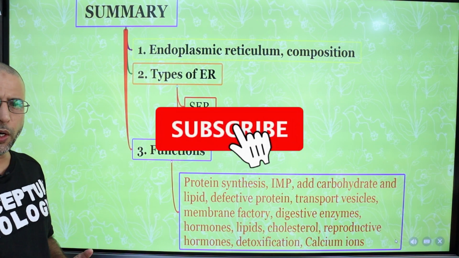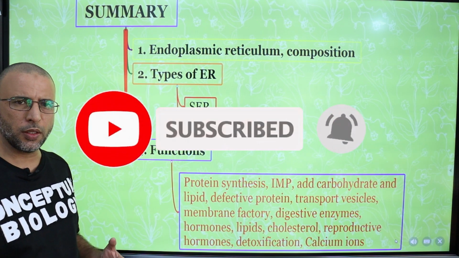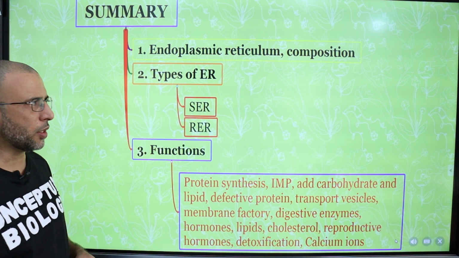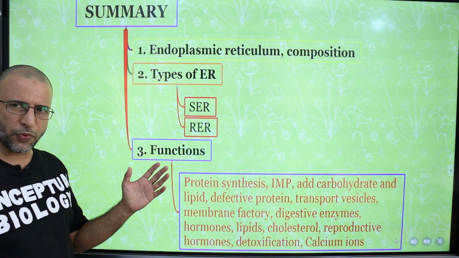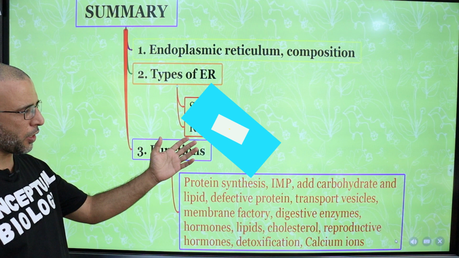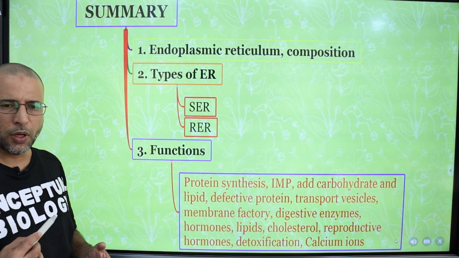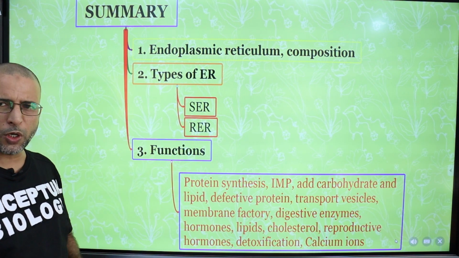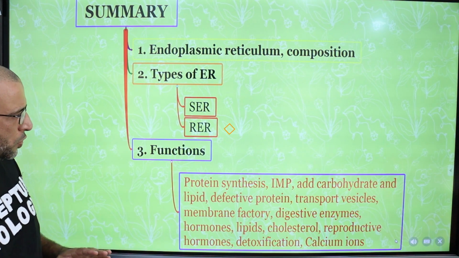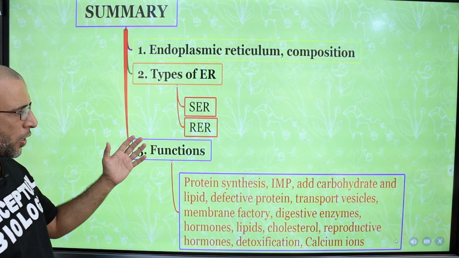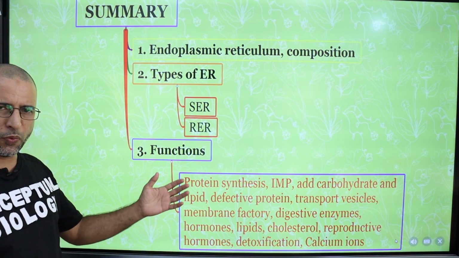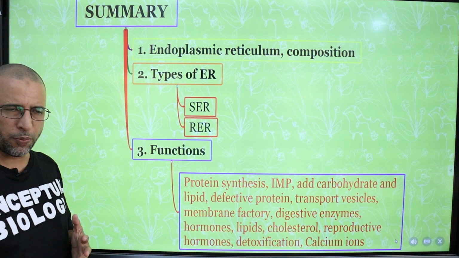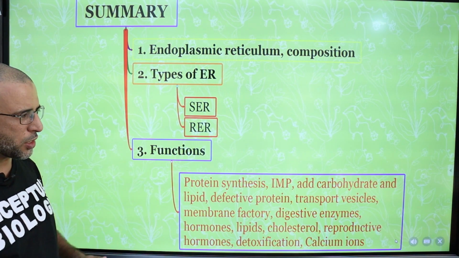To sum up, endoplasmic reticulum is a dynamic structure that serves many roles in the cell, including calcium storage, protein synthesis, and lipid metabolism. There are two types of endoplasmic reticulum, smooth endoplasmic reticulum and rough endoplasmic reticulum. Ribosomes are attached to the cytosolic surface of rough endoplasmic reticulum, but in the case of smooth endoplasmic reticulum, the cytosolic surface is smooth. There is a checklist about the functions of endoplasmic reticulum. They are involved in the synthesis of protein. IMP, that stands for integral membrane protein, is synthesized by endoplasmic reticulum.